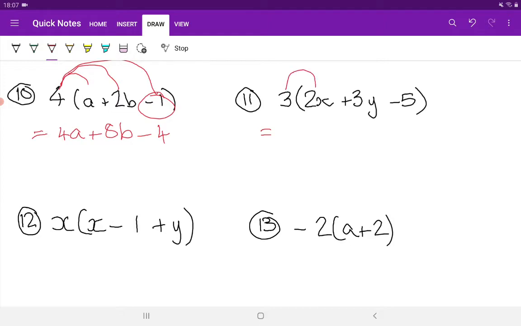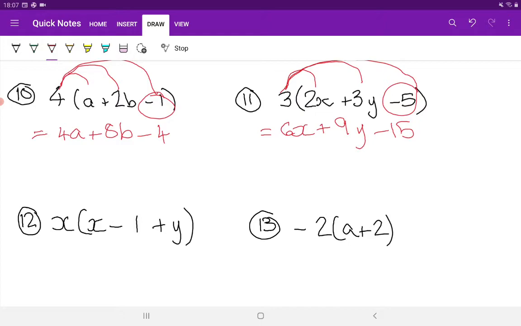So 3 times 2x, 3 times 2 is 6, so that's going to be 6x. Then 3 times 3y, it's a plus. 3 times 3 is 9, so that'll be 9y. And then 3 times minus 5 is minus 15.